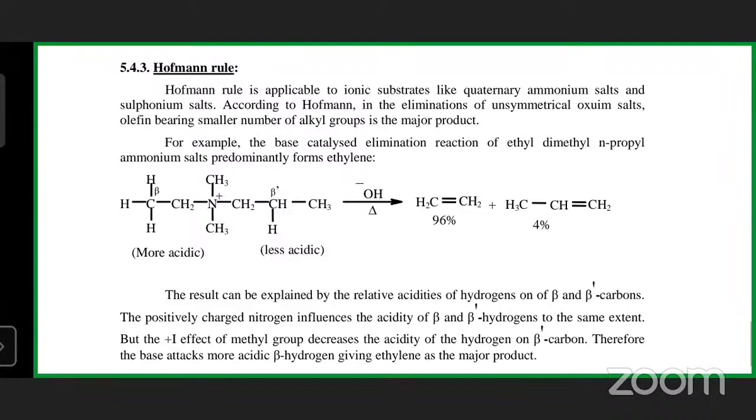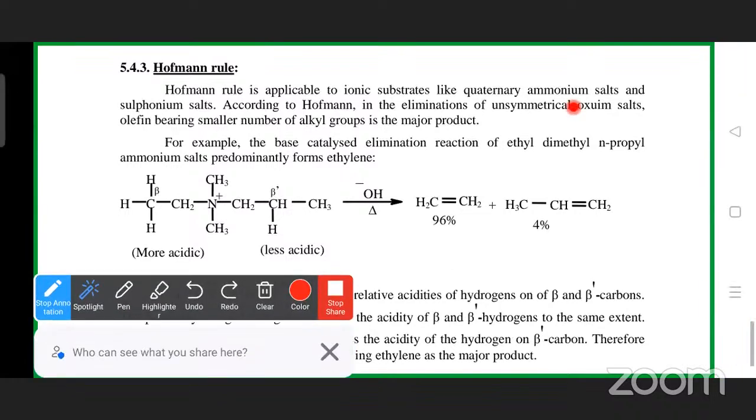Next, the Hofmann rule. One more rule explains the orientation of the elimination reaction; the orientation of the elimination reaction is the Hofmann rule. Generally it is applied for quaternary ammonium salts, so the Hofmann rule is applicable for the quaternary ammonium salts here.